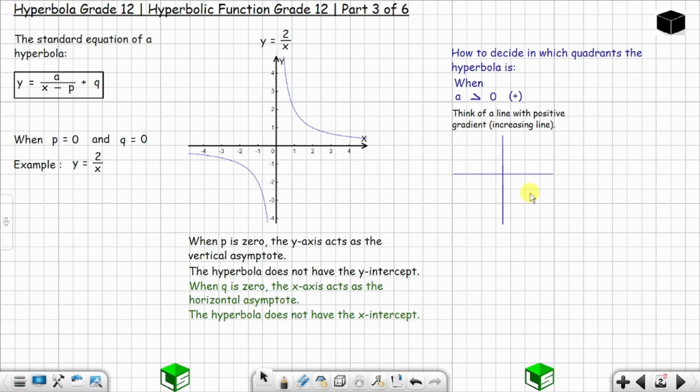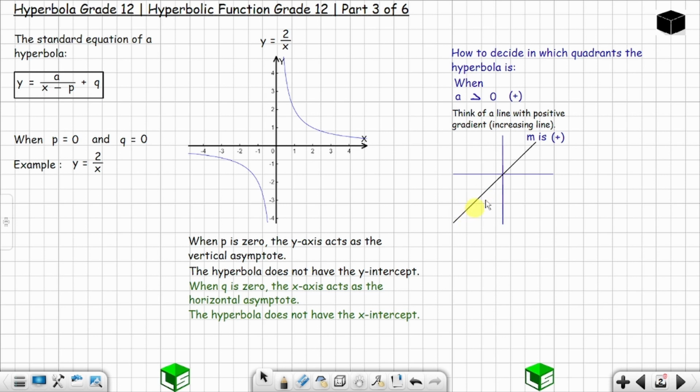Now you are going to draw what? The line with positive gradient, because a is greater than 0. Greater than 0 means positive. You are going to draw a line with positive gradient in such a way that it passes through that intersection. So this is the line with positive gradient. The gradient of this line is positive, right? M is the gradient. So the gradient of this line is positive.